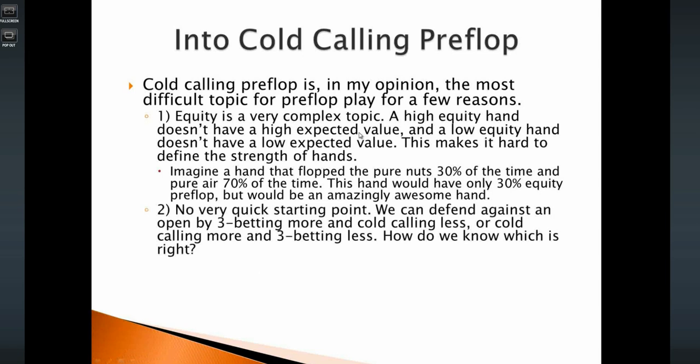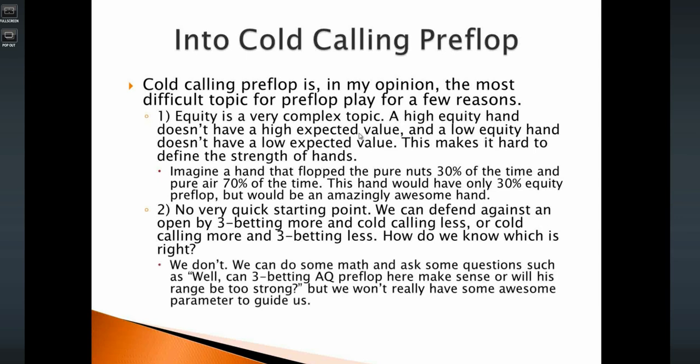There's also no very quick starting point. We can defend against an open by 3-betting more and cold calling less, or by cold calling more and 3-betting less. How do we know which one's right? Well, we don't. We can do some math and ask some questions, such as, can 3-betting ace-queen preflop here make sense, or will his range be too strong when it calls? But we don't really have some awesome parameter to guide us. So we know we need to make the opener indifferent to opening the worst hand in his theoretically correct opening range, but we don't know exactly which way to do it.